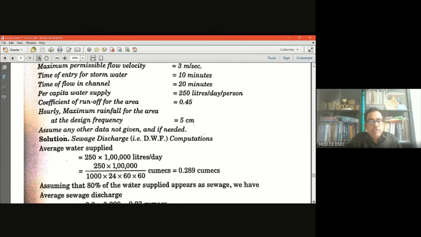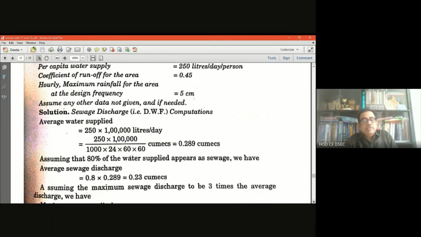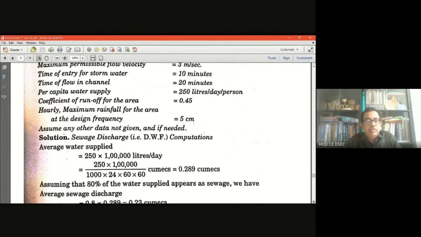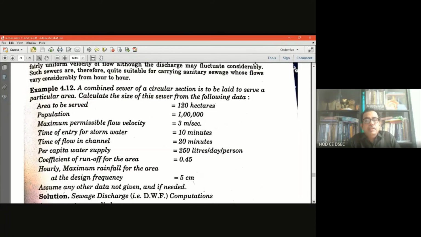Definitely it is a problem-oriented design, so in design you can consider any data required for design purposes. Consideration and assumption of data which is not given in the problem may be taken care of from your end. First of all, I have found the average water supply in QMax. It is given per day. I found it in QMax by multiplying with the capita, that is 250 liters per day per person, and the population is given.